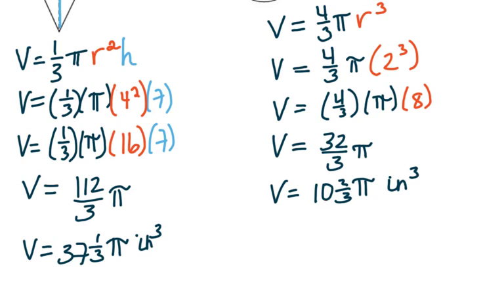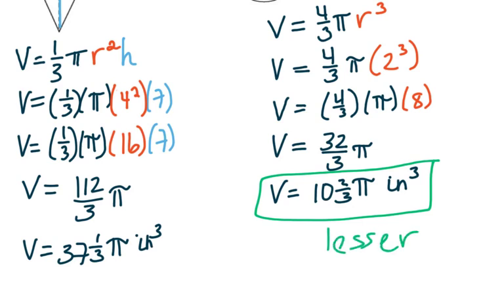So I have my volumes now. I have 37 1/3 pi, and I have 10 2/3 pi. They're both with the same units, inches cubed, and all I need to do is figure out which has the lesser, the smaller. It's rare that we're looking for the lesser, but that's what we're doing here. So of the two of these, 10 2/3 pi inches cubed is the lesser, the smaller volume.